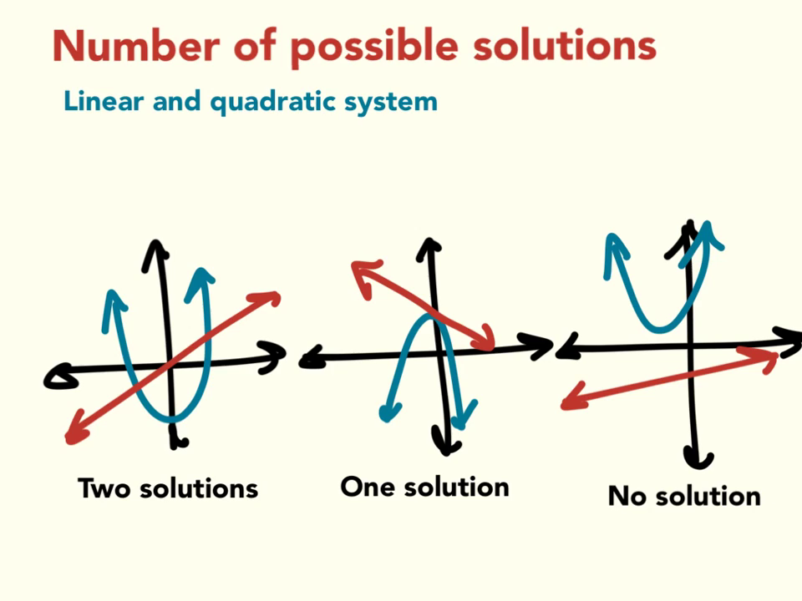If you have a system of a linear and a quadratic, we have these possibilities. Either they're going to intersect twice and we'll have two solutions. They'll just hit once and we'll have one solution. That'll always be at the vertex. Or they will never intersect and we'll have no solutions.